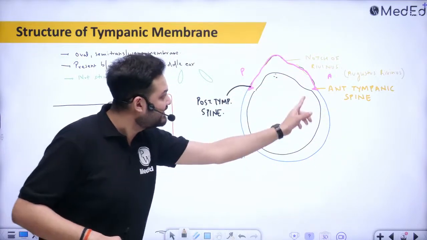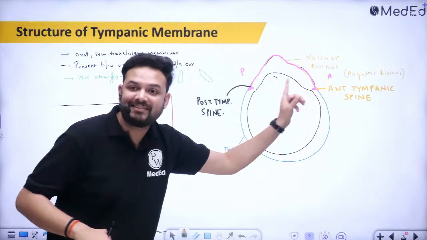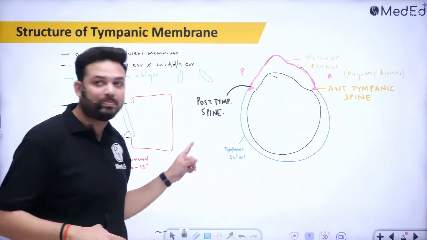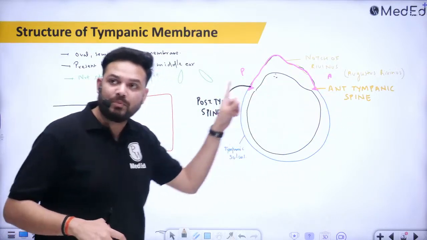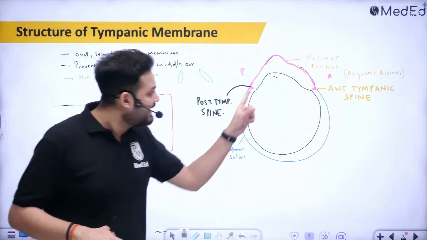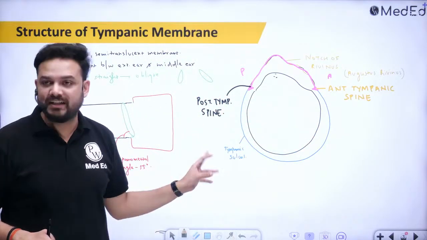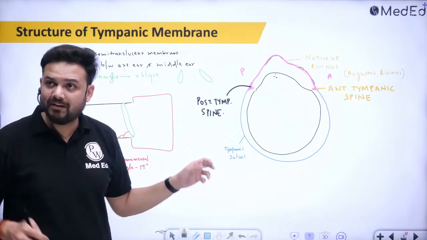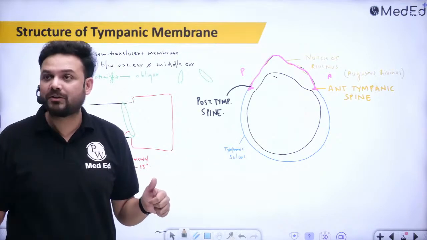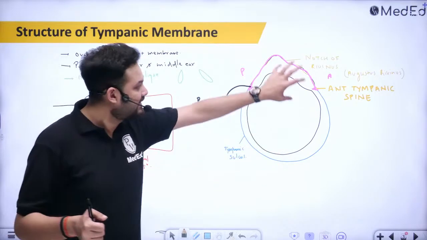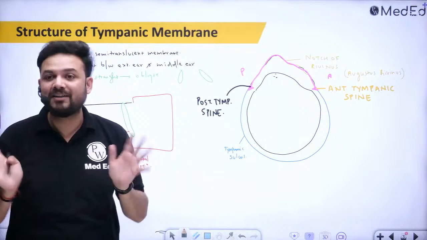At the terminal end of this tympanic sulcus, we have two spines, one anteriorly, one posteriorly. Correct? The anterior one is called the anterior tympanic spine. The posterior one is called the posterior tympanic spine. Are we clear on this? Are we clear on the concept of what exactly this tympanic sulcus is all about?